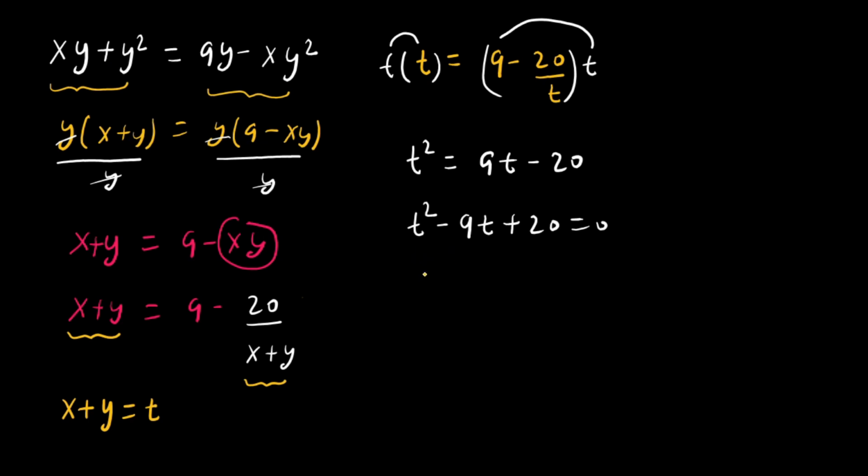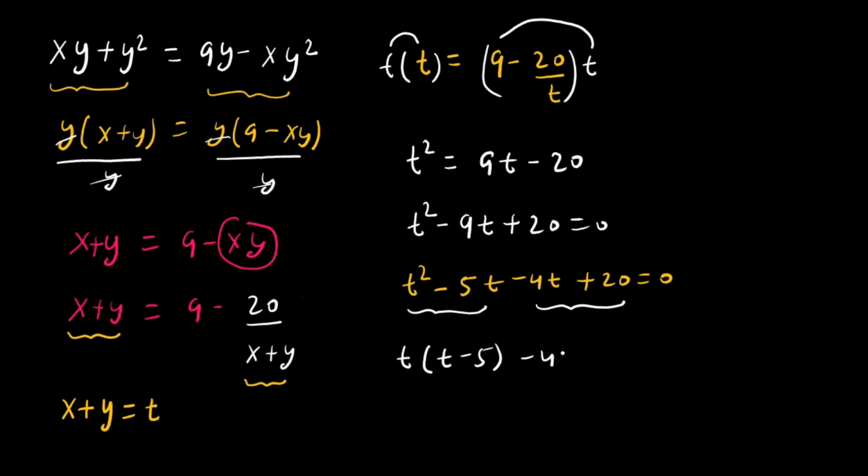Here we will apply the middle term split and find the value of t. t square minus 9t is the same as t square minus 5t minus 4t plus 20, which equals 0. If we take the first two terms and take t common, we get t minus 5, and if we take minus 4 common from the other two, we get t minus 5, and this equals 0. Taking t minus 5 common, we get t minus 5 times t minus 4 equals 0.